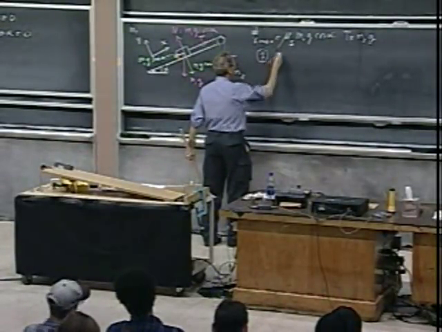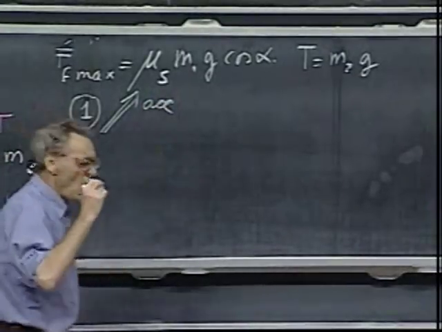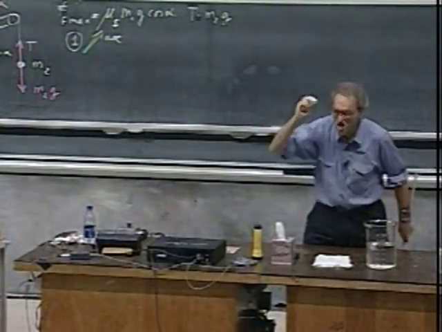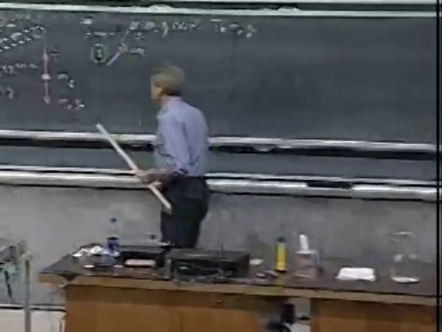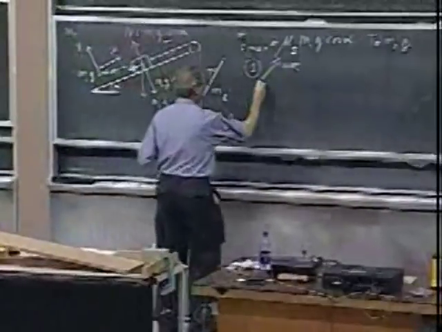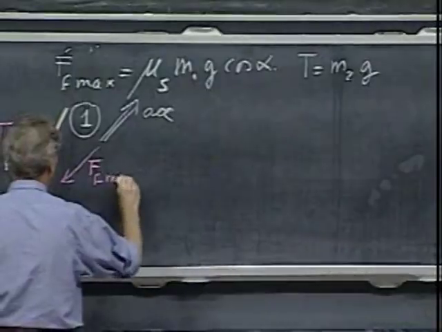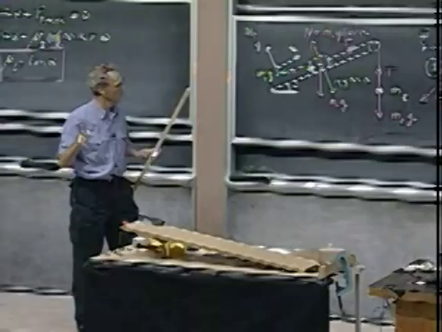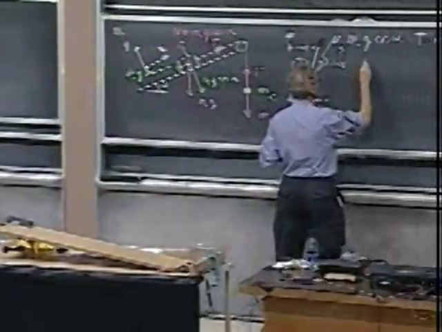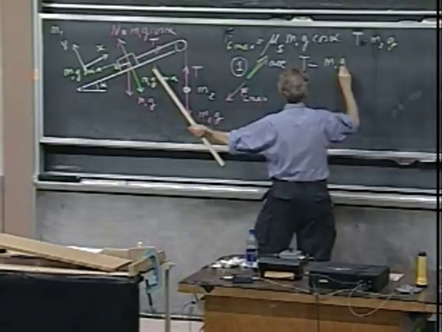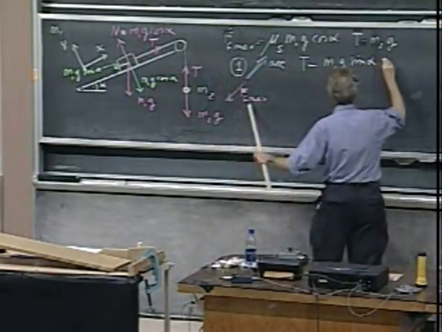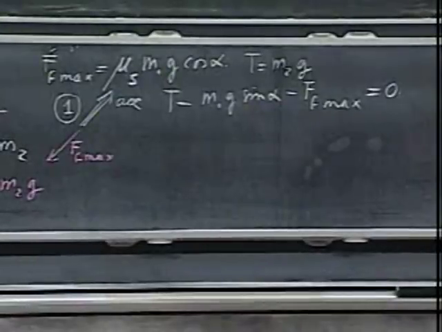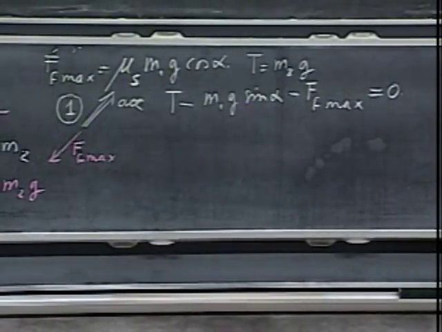My first option is that I make the assumption that the system is just about to start accelerating upwards. It isn't doing it yet. It is just about to do that. If that's the case, then I know that the frictional force will be in this direction, and it will have reached the maximum value with the static friction coefficient. Now I can write down in the x direction Newton's second law. Now I have T, which is in the positive direction, minus m1g sine alpha minus ff max. That now has to be zero. Just at the moment that it is just about to change its mind and start accelerating.